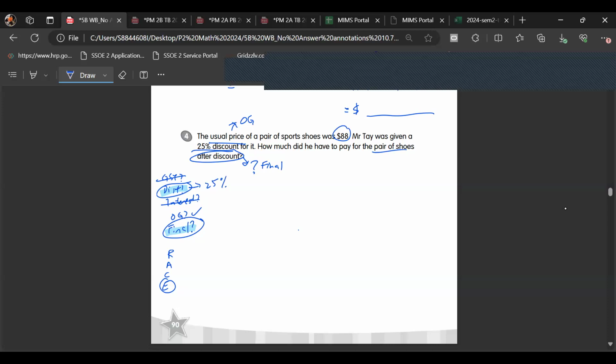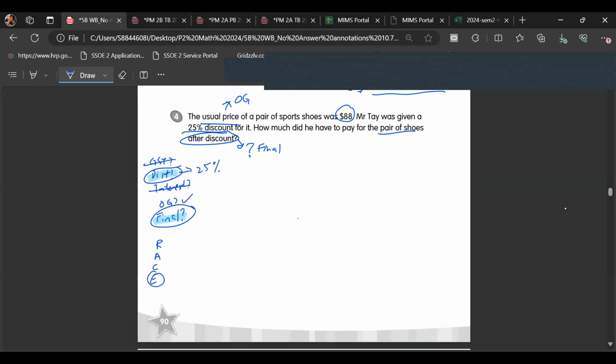Now take a look at how I solve this in one step. Are you ready? I'm going to draw it at the side here so you have space for two steps. Let's say I draw a model. Now I have 0, then 100%. So the original price is $88. The discount is cut off here. This is the 25% cut. So this is the final price.